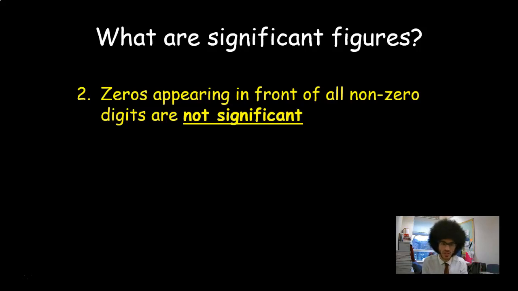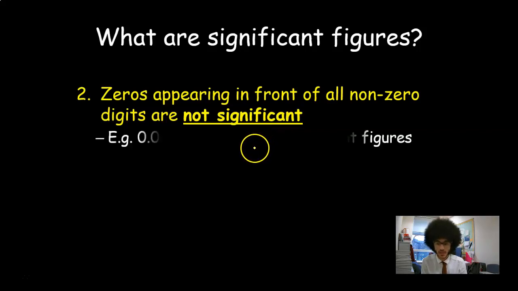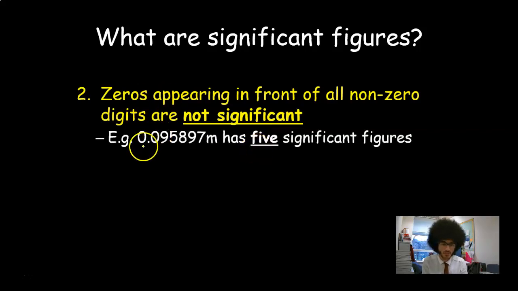The second rule is zeros appearing in front of all non-zero digits are not significant. So for example, if I look at this number here, I've got 0.095897. Now these two zeros come before the non-zero numbers come into play. So these we can ignore in terms of significant figure counting. However, these 5 obviously starts off with being non-zero and carry on like that from there. So these 5 are significant, so therefore this whole number's got 5 significant figures, pretty precise.